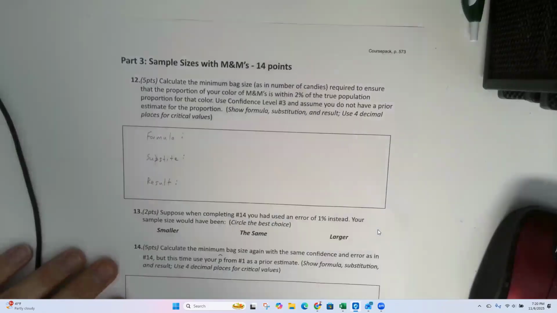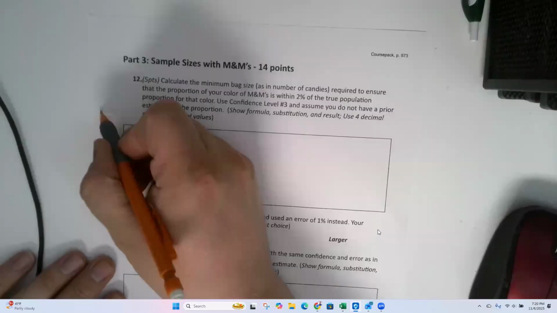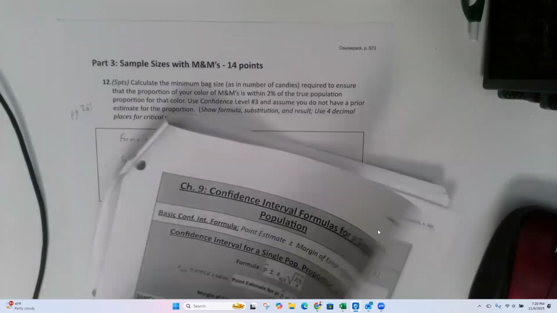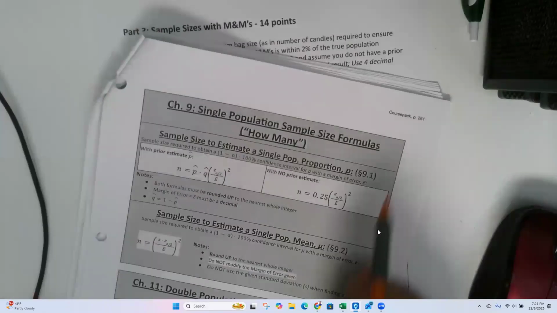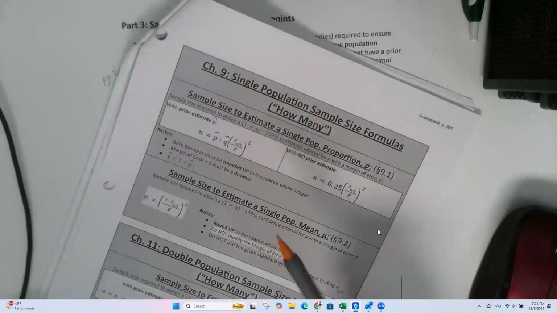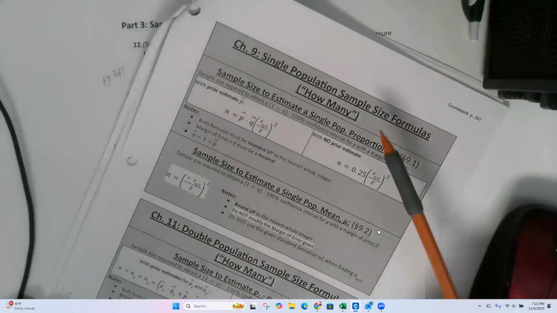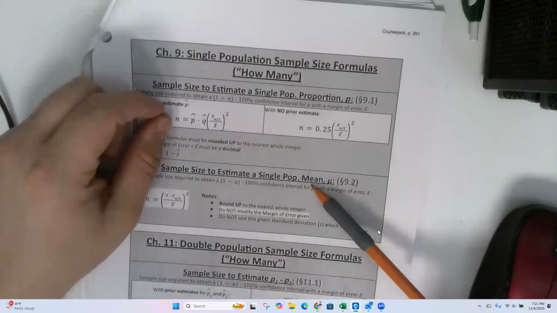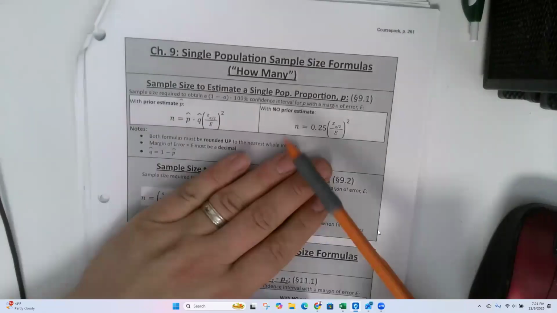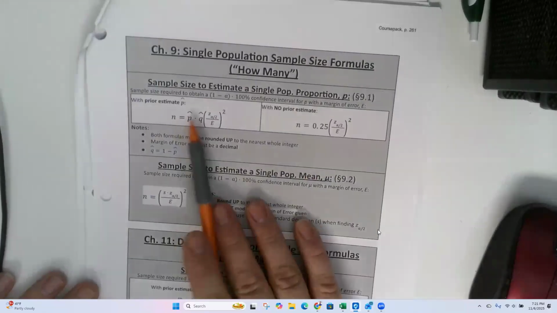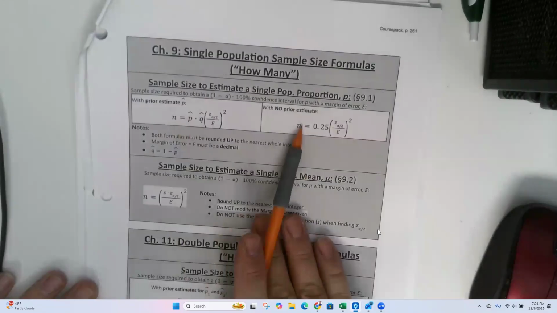This formula is on page 261 in our course pack, so still in our yellow exam notes packet, page 261. There's four here: there's the ones for proportions, and then there's also the ones for means. We're doing proportions. It's going to depend on whether we have a prior estimate for p hat or if we have no clue.